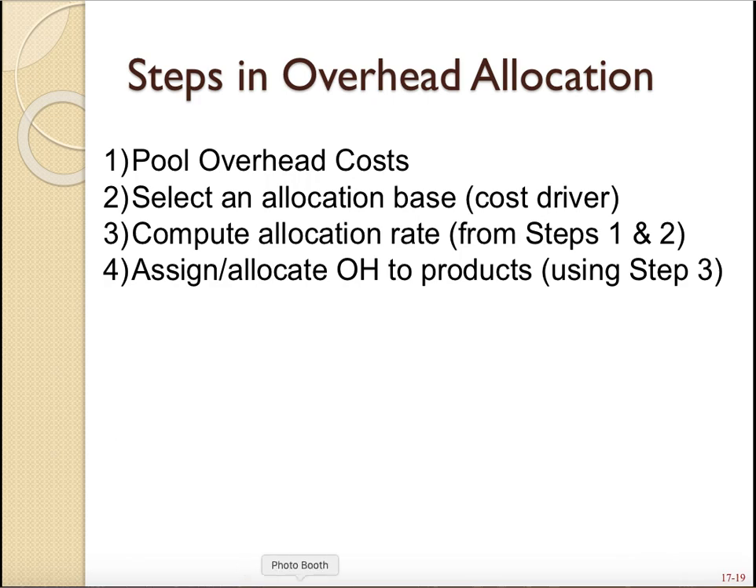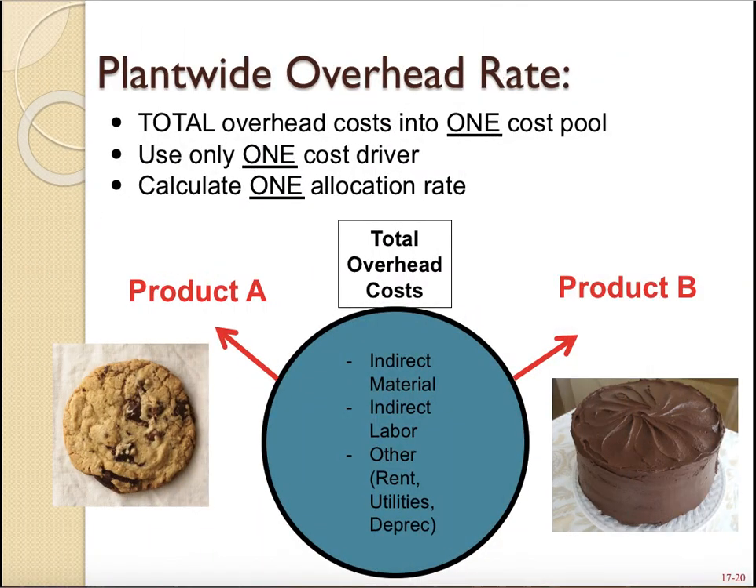So now we're going to go to step 3, and step 3 is to compute the allocation rate. And to do that, you need information from steps 1 and 2. So with the plant-wide overhead rate, remember we only had one pool of costs and we only had one cost driver. So therefore, we're only going to calculate one allocation rate. Now again, this is the most simple, so that's why it's only one. But when we go on to the more complex methods, you're going to have to do this calculation more than once. But again, if you know how to do it once, you should be able to know how to do it more than once. So let's make sure we know how to do it once now.